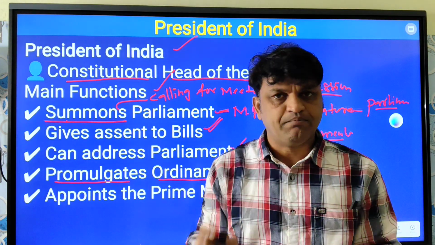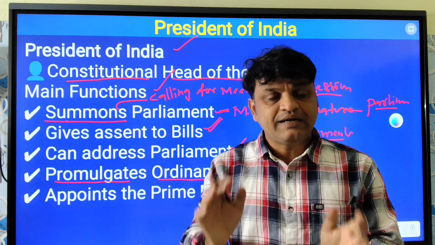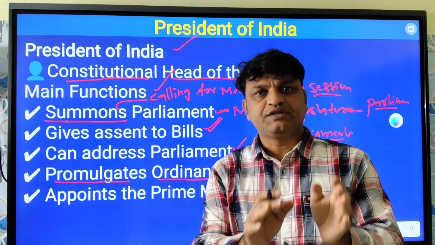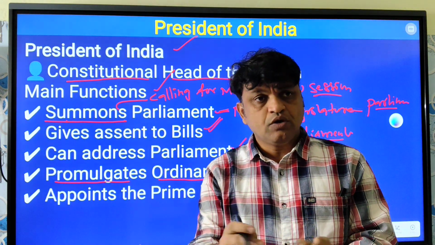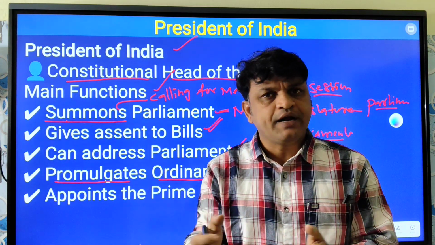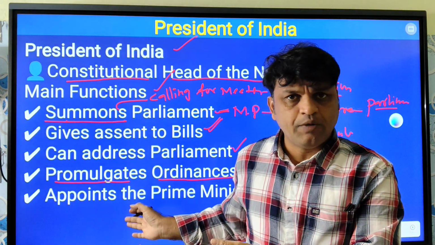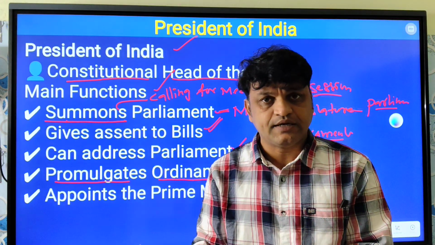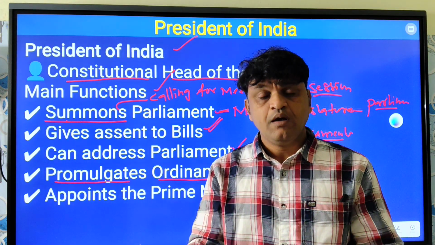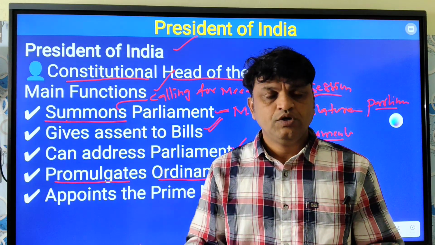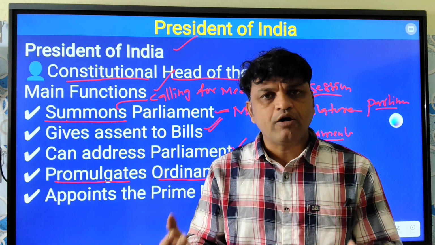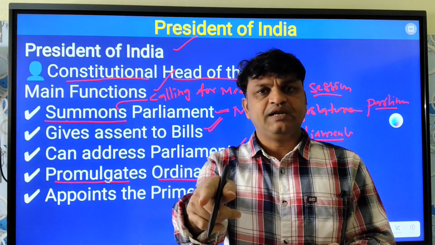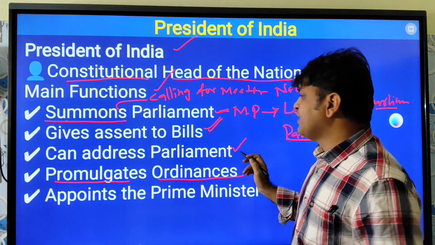Suppose the government needs some money. At that time the government can make an ordinance. I want 3,000 rupees or 5,000 rupees. How can the government take the money? Through the legislature only, through the parliament only. They have to approve, they have to discuss, and finally the president has to give the answer. But if there is an emergency situation and parliament is not in session, in that scenario the government can take the money without the approval of the legislature. That is called an ordinance.